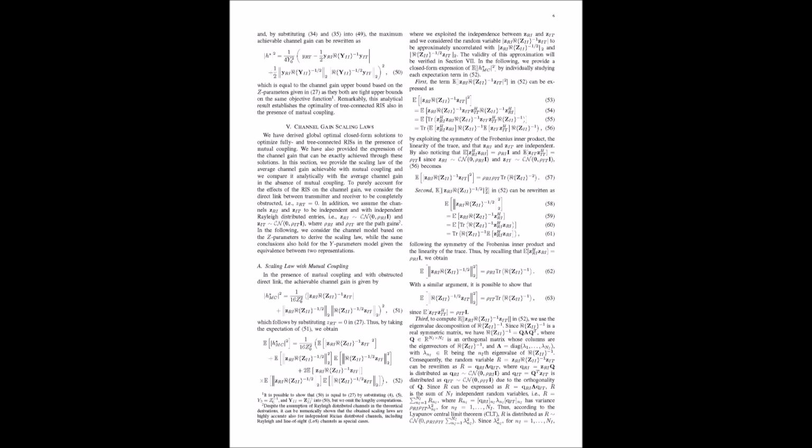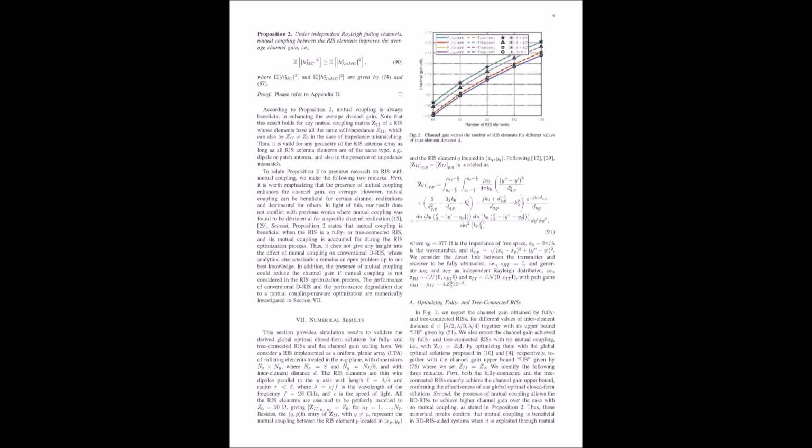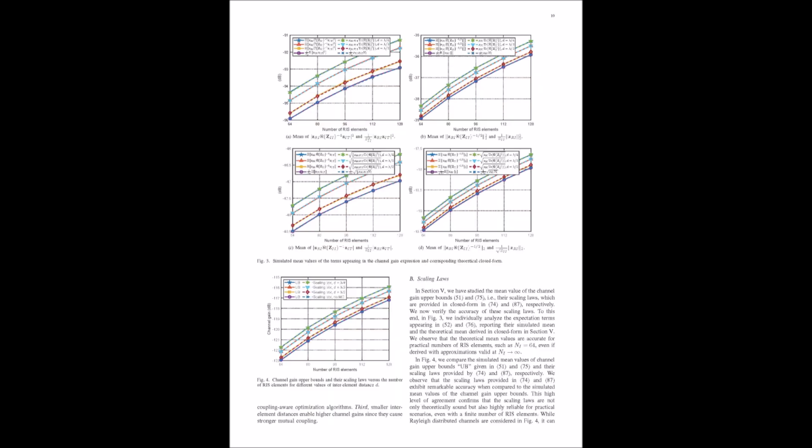Wow. This expression is a function of the channel gains, the impedance matrix and, importantly, the number of RIS elements. Correct. So this scaling law tells them how the average channel gain changes as they add more and more elements to the RIS, considering the effect of mutual coupling. But they also analyze the case without mutual coupling for comparison, right? Yes, to understand how much mutual coupling influences performance, they need a baseline for comparison.